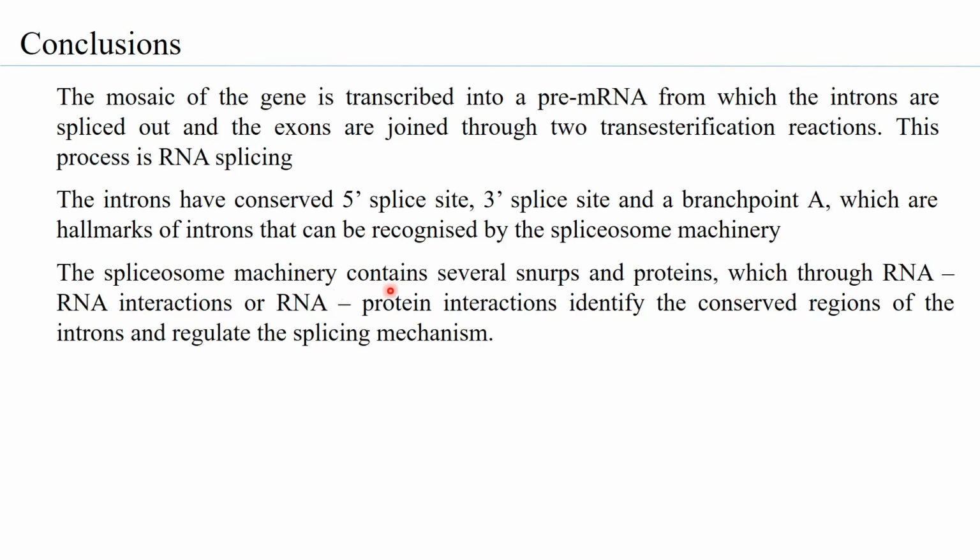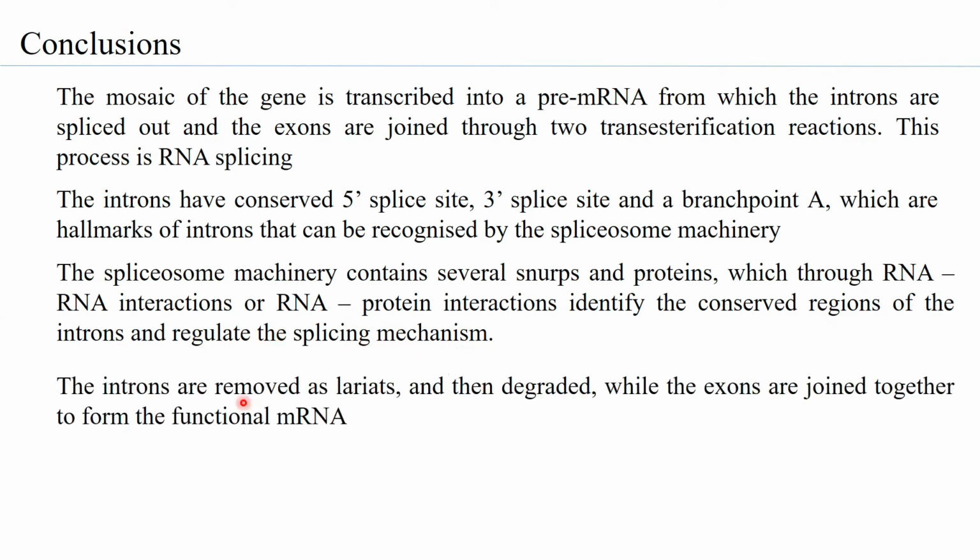The spliceosome machinery contains several snRNPs, U1, U2, U4, U5, U6, and other snRNPs as well, but these were the main ones, and of course several proteins, which through RNA-RNA interactions, RNA-protein interactions or even protein-protein interactions identify the conserved regions of the introns and regulate the splicing mechanism. The introns are removed as lariats after both the transesterification reactions and can then be degraded, while the exons are joined together to form the functional mRNA.